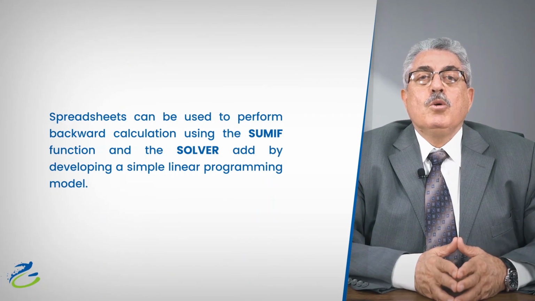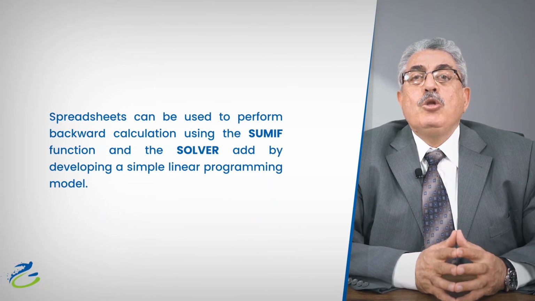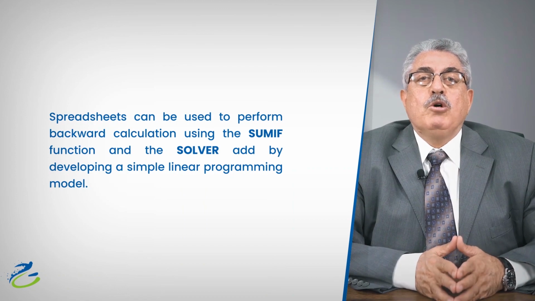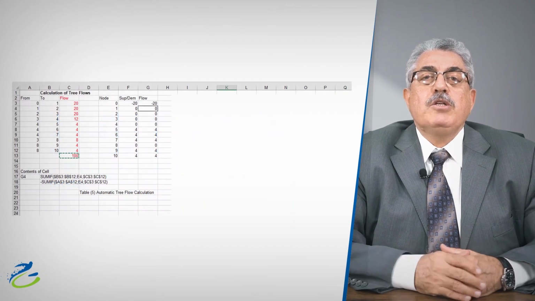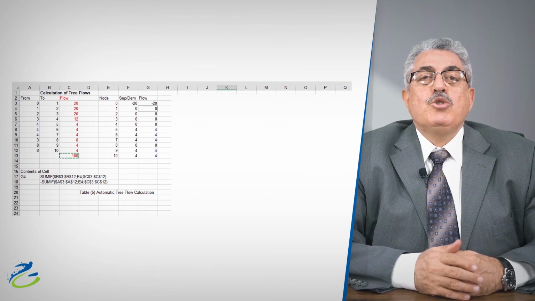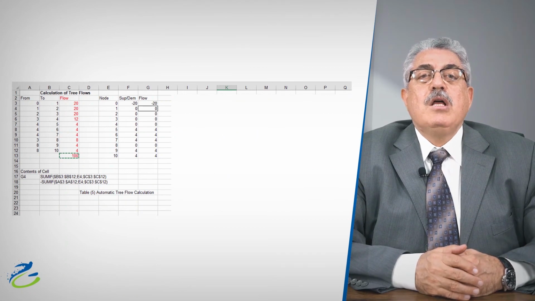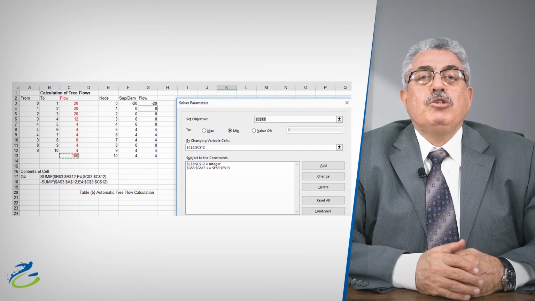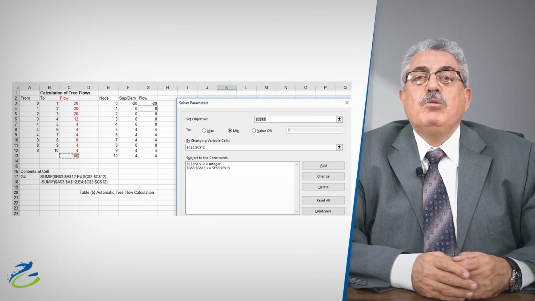Here, the spreadsheet can help us calculate the tree flow even though it's simple, but sometimes the network has too many pipes and calculating backwards is a bit intricate. We can use the SUMIF function with the Solver add-in to develop a simple linear programming model to solve the problem. This is a spreadsheet of the model showing the SUMIF function and the Solver window where we input ranges for target cell, variables, and constraints.